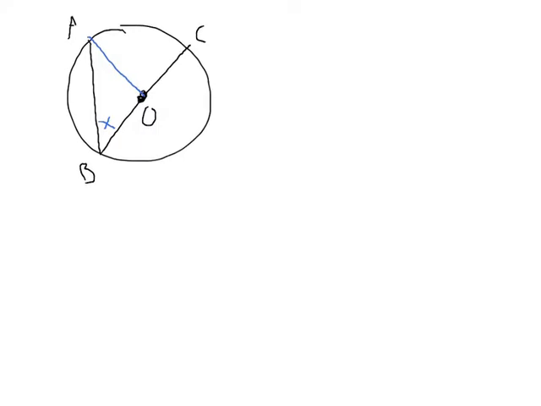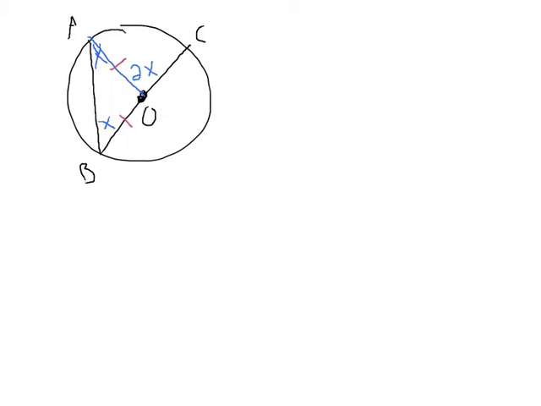Well, since the radii of a circle are congruent, that means segment OA is congruent to segment OB. In this isosceles triangle, the base angles are going to be congruent, so the measure of angle A is also going to be x degrees. Yep, that's an x. Therefore, we can conclude that the measure of angle AOC is going to be 2x degrees.